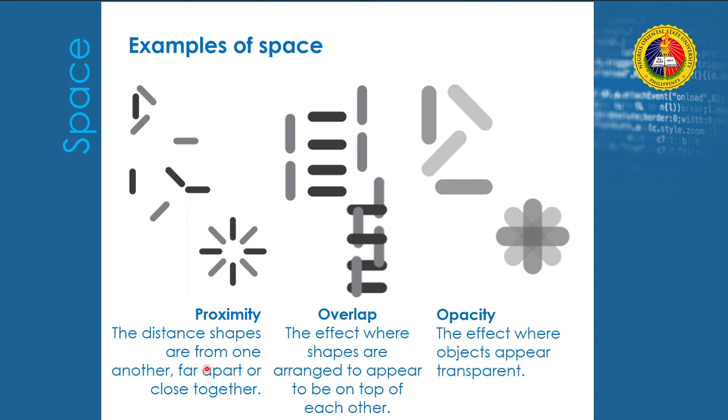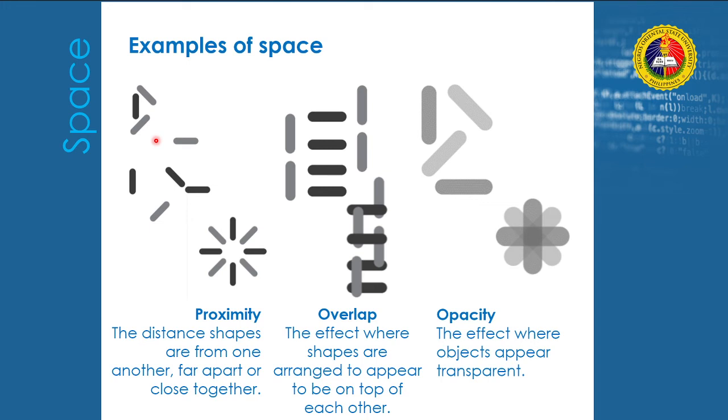Okay. The distance of proximity refers to the distance of shapes from one another, far apart or close together. So let's say, for example, in this area, let's consider these lines to be the visual elements. In this part, the visual elements are apart from each other, and in this area, the visual elements are close to each other. So the distance between the visual elements from each other is called proximity.